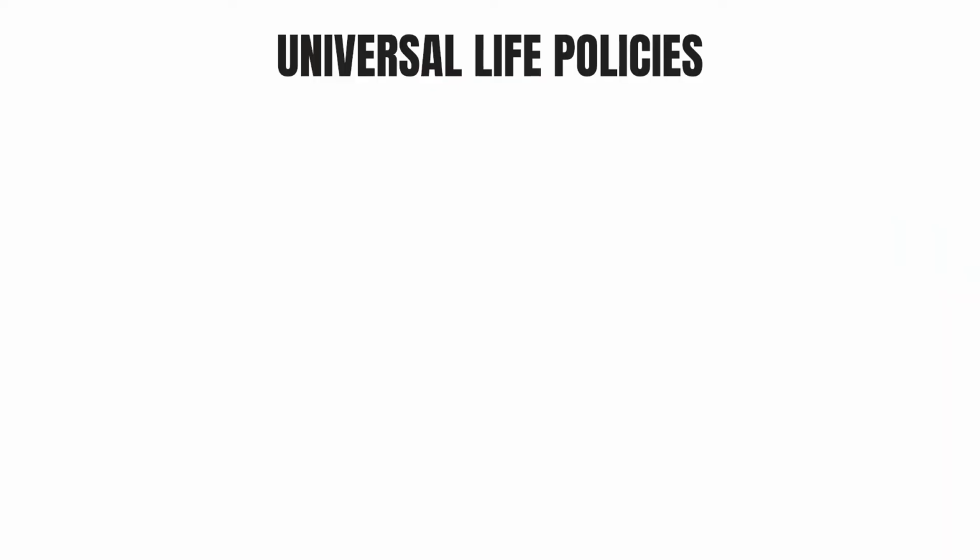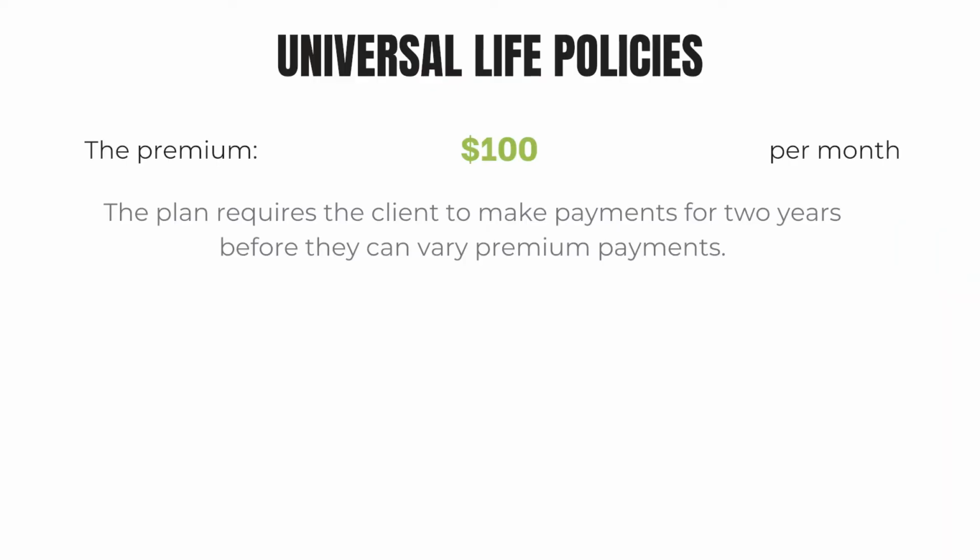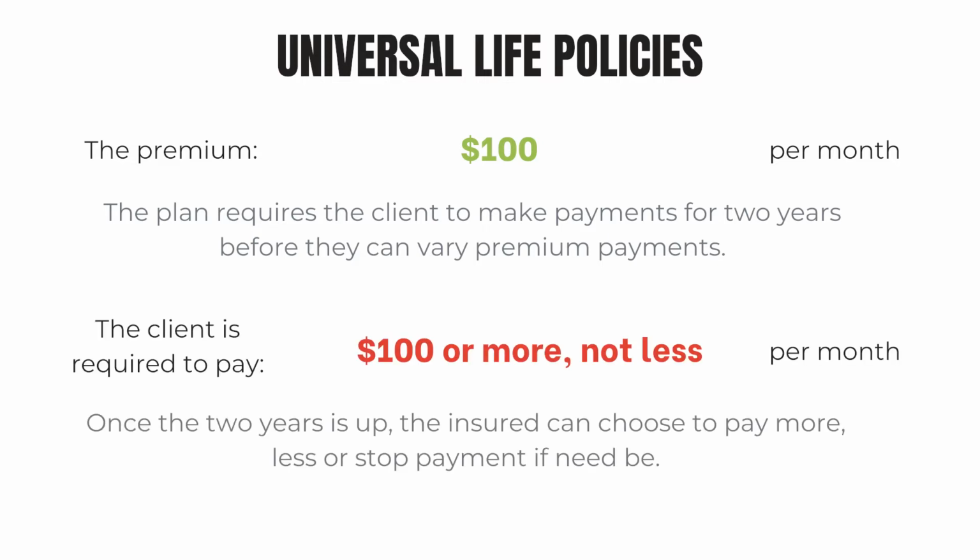Let's take an example. The premium for a flexible life policy for a 35-year-old male may be $100 a month. The plan may require the client to make a payment for 2 years before they can vary premium payment. This will mean that the client can pay $100 or more over the next 2 years, but cannot decrease this payment until after the 2-year anniversary of the effective date. Once the 2 years is up, the insured can choose to pay more, less, or stop payment if need be.